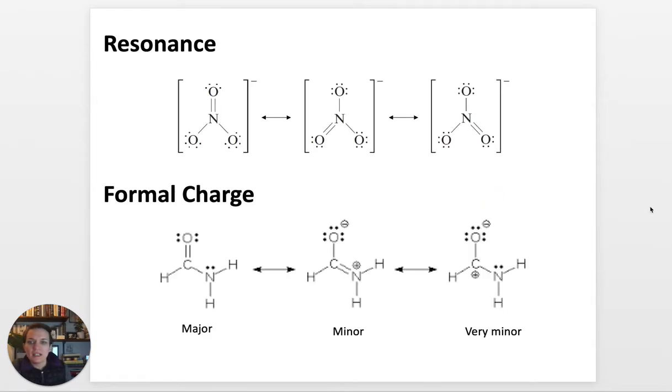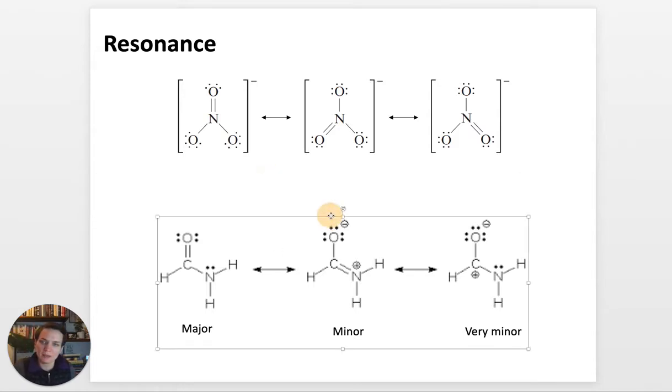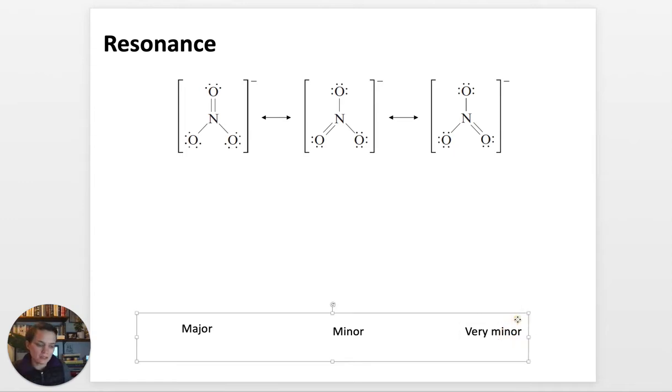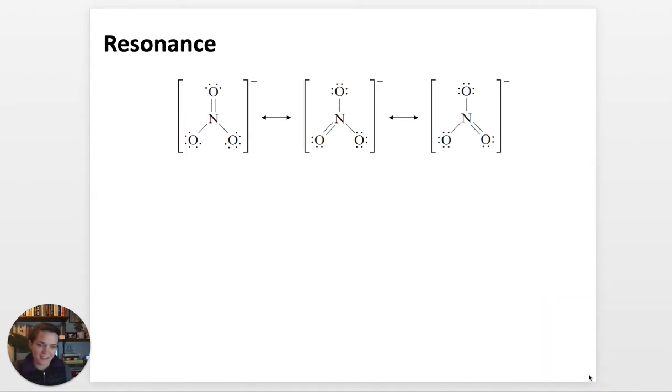Okay, so coming back to our PowerPoint, oops. Okay, we have this. Let me get rid of this guy. My apologies. There we go. We have a couple additional considerations when we're looking at our Lewis structures.